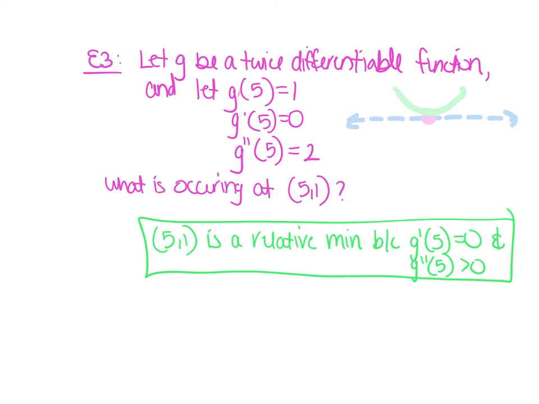How do you know this is happening? You should get that 5, 1 is a relative minimum. We know this because at 5, the first derivative is 0, telling us we have a horizontal tangent line there, and at 5, our second derivative is positive, which tells us it's concave up. So if we have this critical number where the second derivative is positive, meaning it's concave up, it's the bottom of that curve, and that's what makes it a relative minimum.